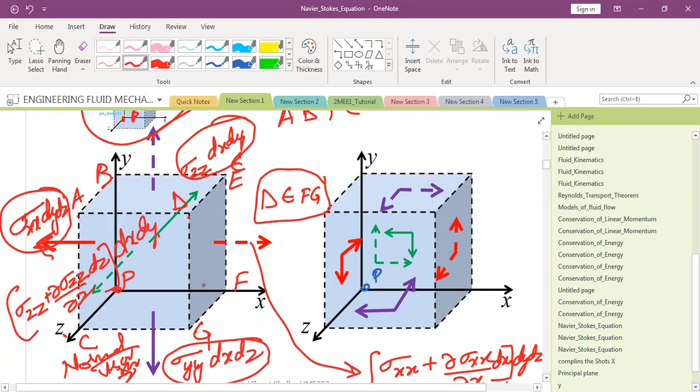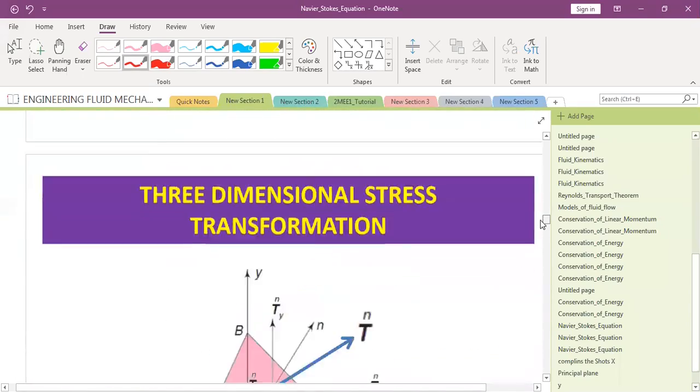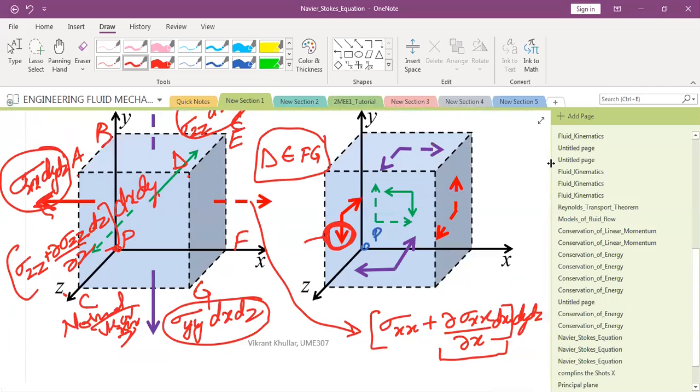But I know that in addition to normal viscous stresses, there are also shear viscous stresses. So what will this be equal to? I will do the same thing. First of all, what will this be equal to? Sigma XY. Should I add tau or should I add sigma? Sigma. Please be careful. I should write sigma because I am representing the viscous stresses by sigma and the total stresses by tau. So this should be sigma XY into dy dz. Clear?